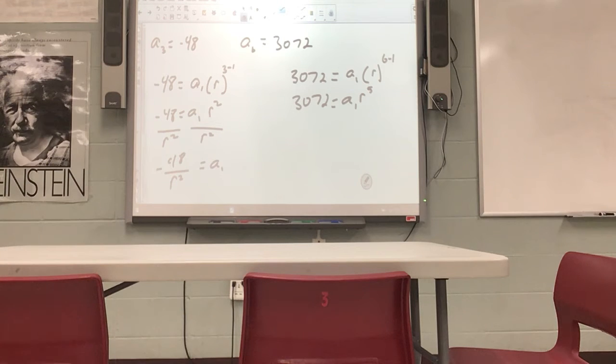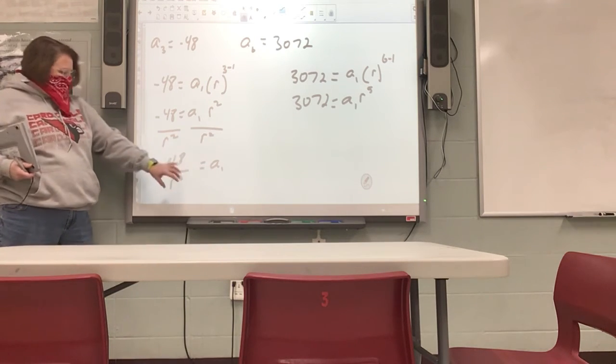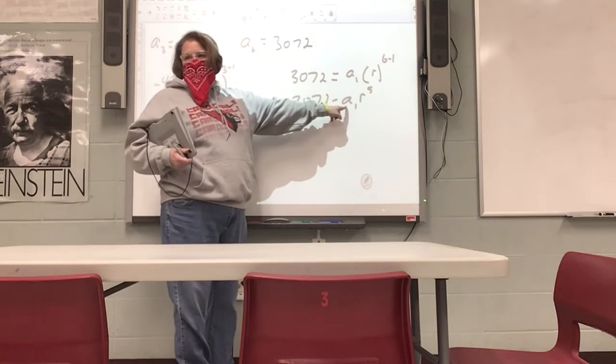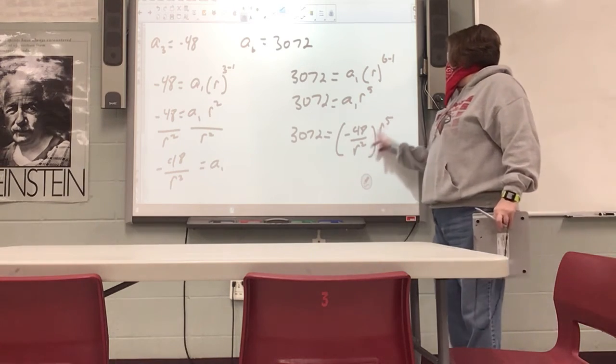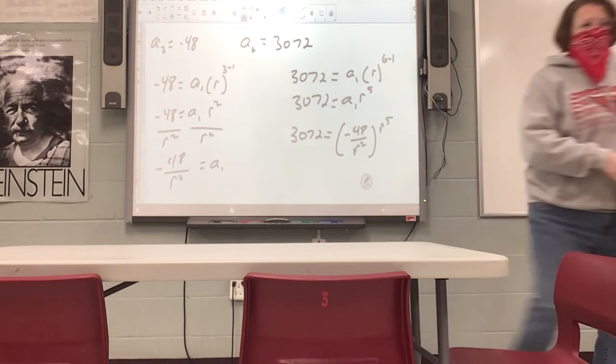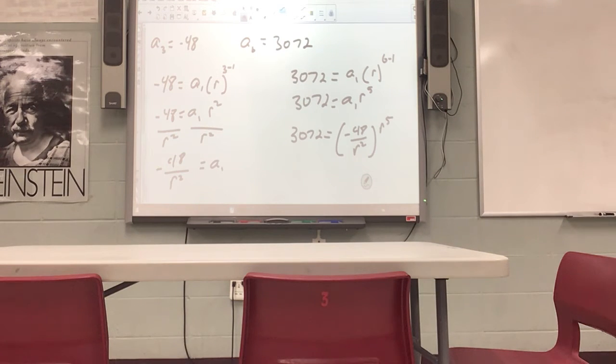So now, since this is what A base 1 is, I can take this and substitute it in there. Okay? So we are looking at 3,072 equals negative 48 over R squared times R to the 5th. Okay, what happens with R to the 5th over R squared? Would it be like negative 48 R to the 3rd? Yes, very good. R to the 5th over R squared is R cubed, so Christian's got that.